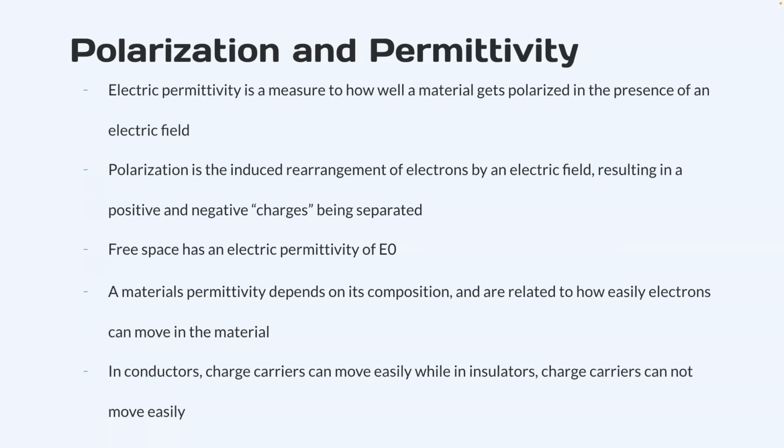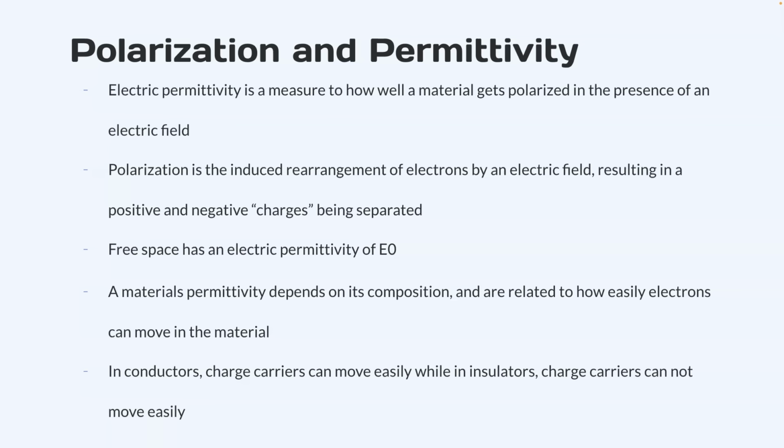If you bring a neutral material with a high electric permittivity, and you bring a positive charge near it, the negative charges will go near that positive charge, and the positive charges will go to the other side. Free space has an electric permittivity of epsilon 0. And a material's permittivity depends on its composition, and it's just related to how easily electrons move in the material.